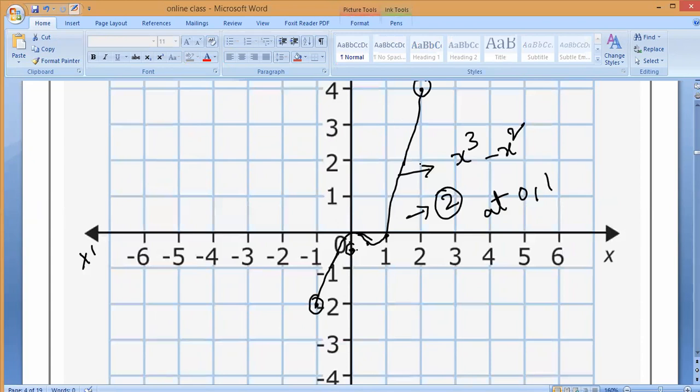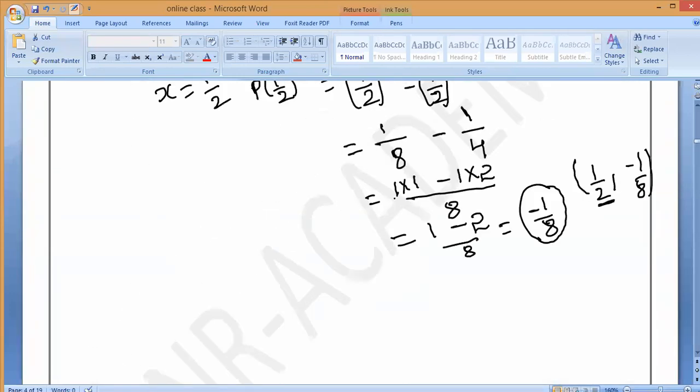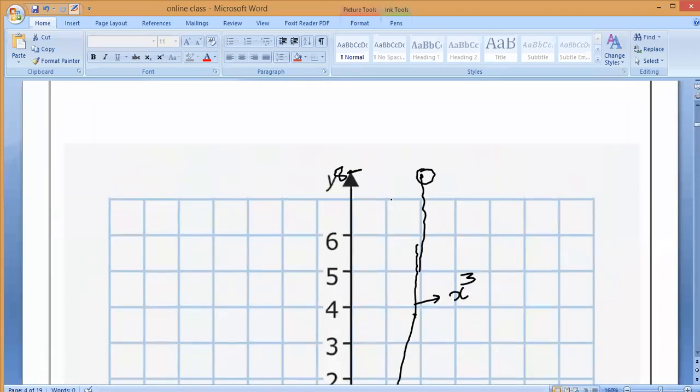So here, if you observe, this is what the graph looks like. At this p of x function, how many times is it crossing the x-axis? 2 points, at 0 and 1. So it is having 2 zeros. One is 0 and another one is 1. Correct or not? So here, how many zeros are there? 2 zeros.